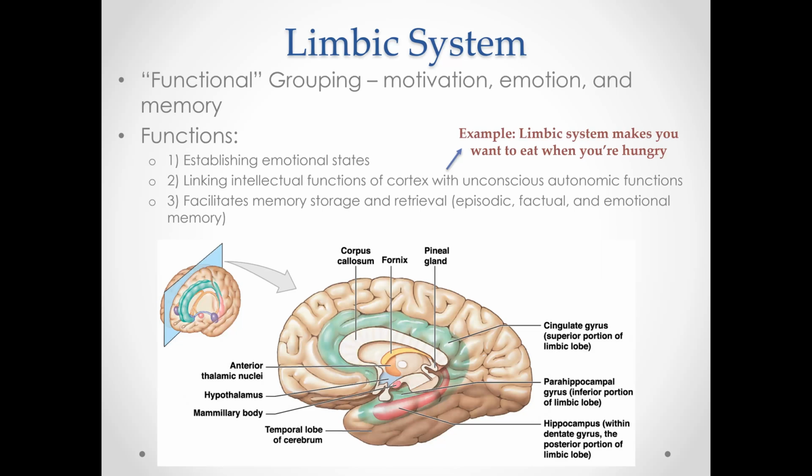It also facilitates memory storage and retrieval. So these are episodic memories, which are memories of events, factual memories like what you're learning right now in your AMP course, and emotional memories. We already talked about how motor memories or muscle memory is stored in the cerebellum, but your other major types of memory are handled by the limbic system.